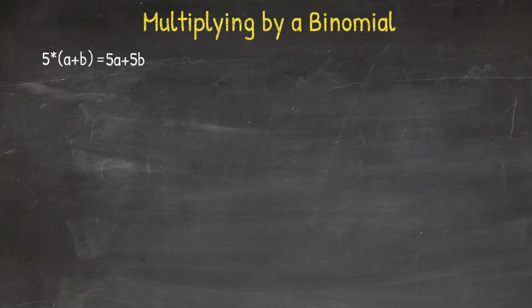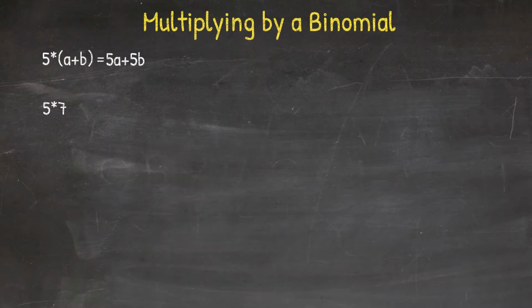5 times (a plus b) equals. So a plus b is a binomial here, this expression within the brackets. In order to multiply by such an expression consisting of two pieces, we follow a simple logic of multiplying the unit outside of the brackets by each of the units inside the brackets. So in this case, it would be 5 times a plus 5 times b. Now we'll look at more examples to better grasp the concept.